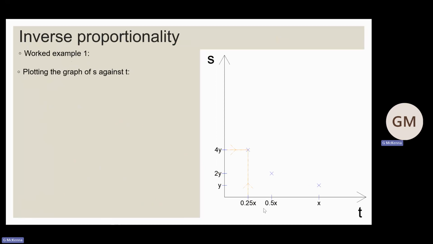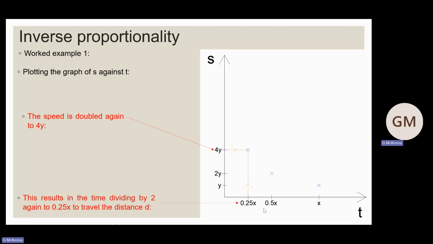Now, let's just again undertake a similar process. Let's double the speed again. So we're starting off at 2y, so the speed will now double to become 4y. And similarly, because we've doubled the speed, of course we will take half the time to travel that particular journey. So we're going from 0.5x, and we're now coming down to half that value. The journey just takes 0.25x.